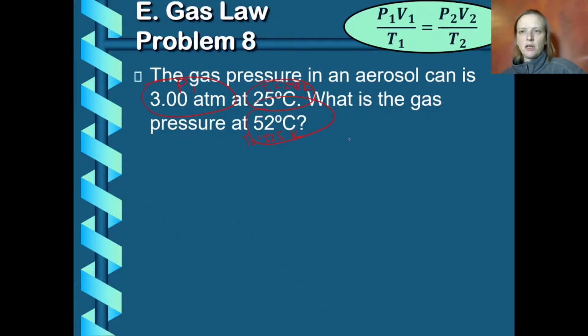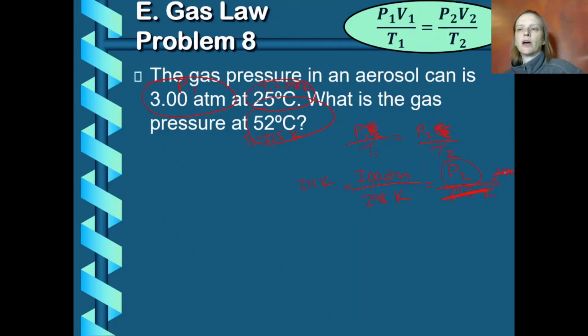And again, if we start with the combined gas law, P1V1 over T1 equals P2V2 over T2, we see that we've got pressures and temperatures, but no volumes. So we'll cross out the volume because we won't use it. And we can plug in the values that we have: 3.00 atm over 298 Kelvin equals an unknown pressure over 325 Kelvin. So if we want to get pressure all by itself, we need to undo this division by 325. So we multiply by 325 Kelvin, and we do the same thing to both sides of the equation.